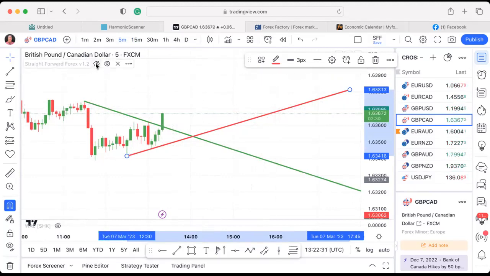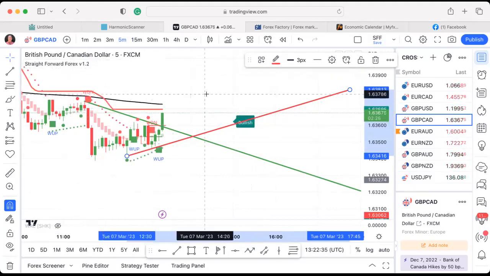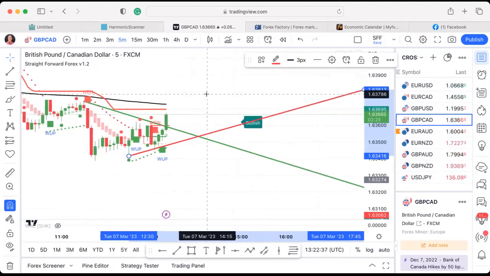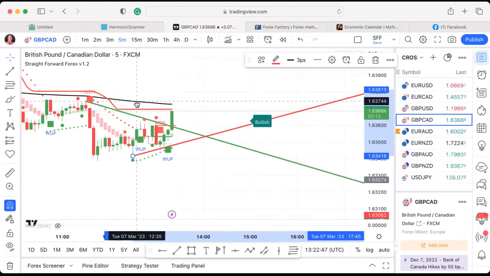But I need to look at some other information. So straightforward Forex. I've changed some of my settings to fall in line with Paul's. Paul did a great video yesterday. He's actually using the 200 moving average. So I used to use the 55, but I've changed mine to the 200.